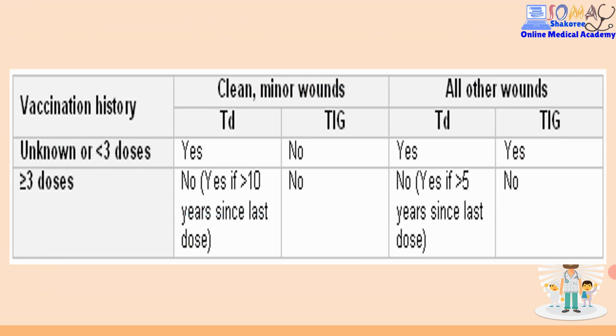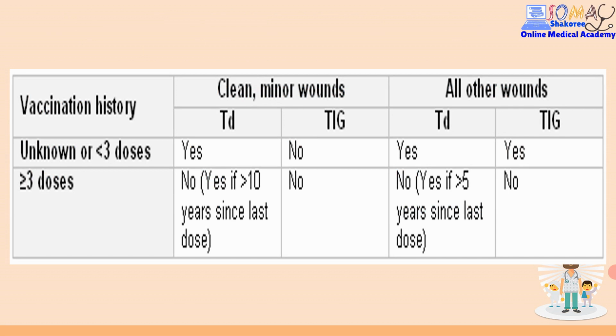What will you give? The immunoglobulin should not be given unless it is a dirty wound. So we will give no immunoglobulin. We will give just the tetanus toxoid for that lady. Okay, clear until now? Okay.